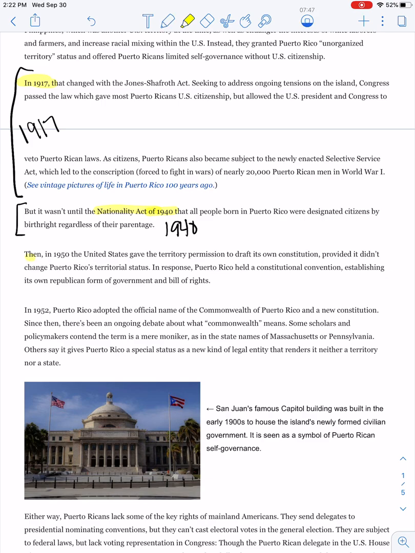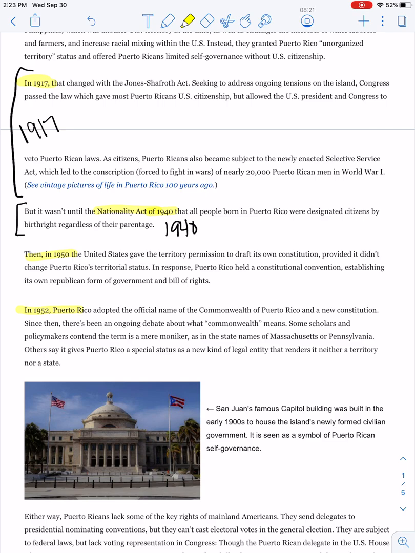Then, in 1950, the United States gave the territory permission to draft its own constitution, provided it didn't change Puerto Rico's territorial status. In response, Puerto Rico held a constitutional convention establishing its own republican form of government and Bill of Rights. In 1952, Puerto Rico adopted the official name of the Commonwealth of Puerto Rico, and a new constitution.